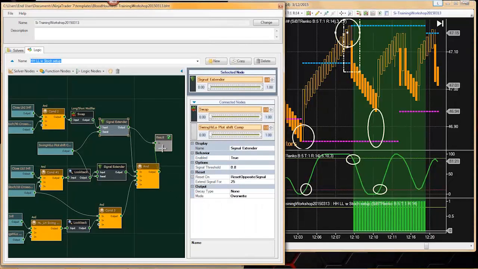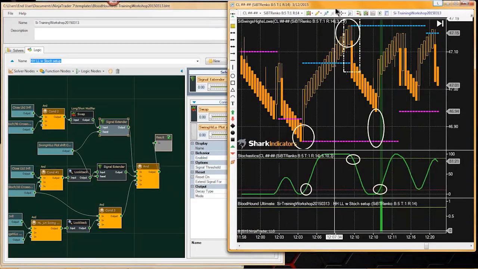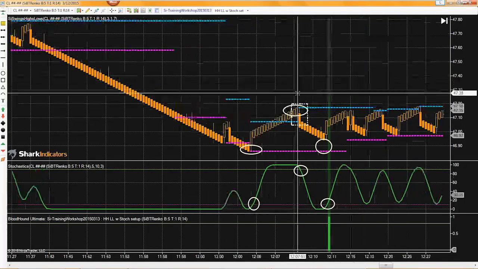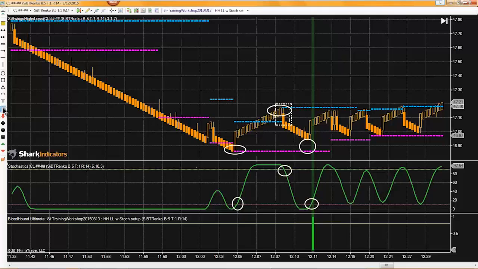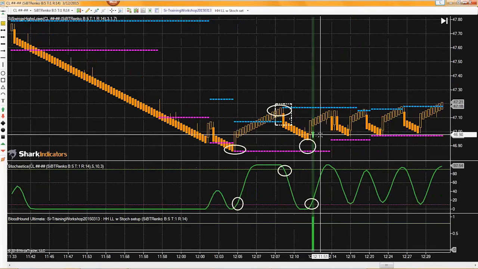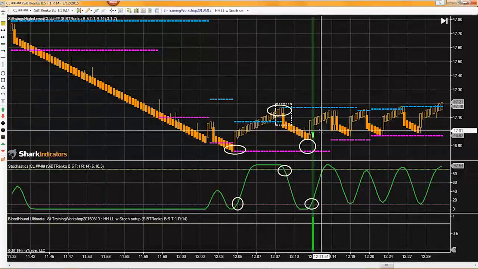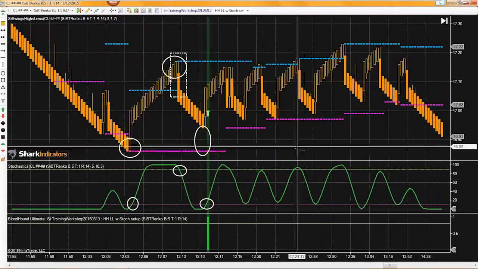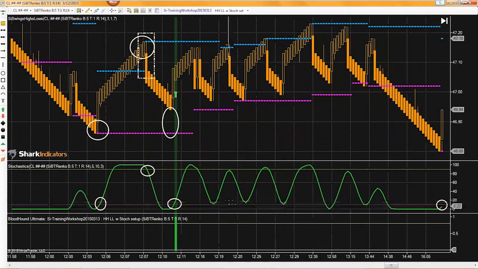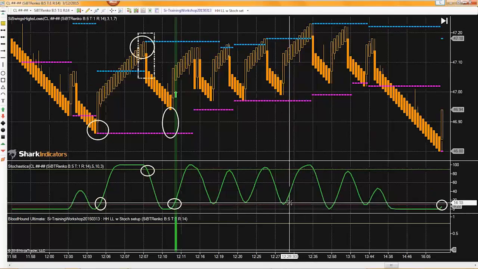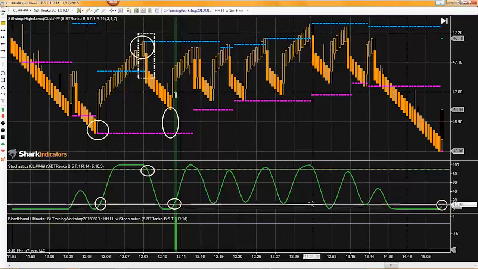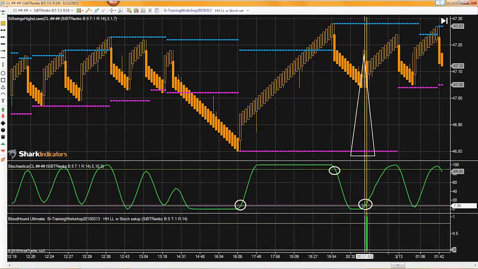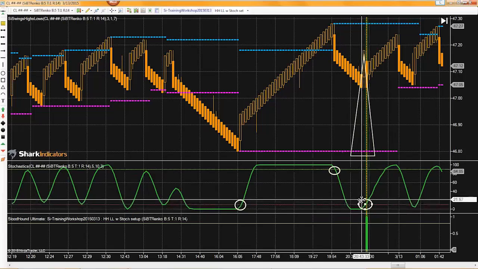All right, so we'll take another look through the chart and see what we get here. All right, so we do get our trade signal there. All right. So that's working good. I don't think that our stochastic gets low enough here to get a long signal. And there we go. There's our long signal there for this setup here.